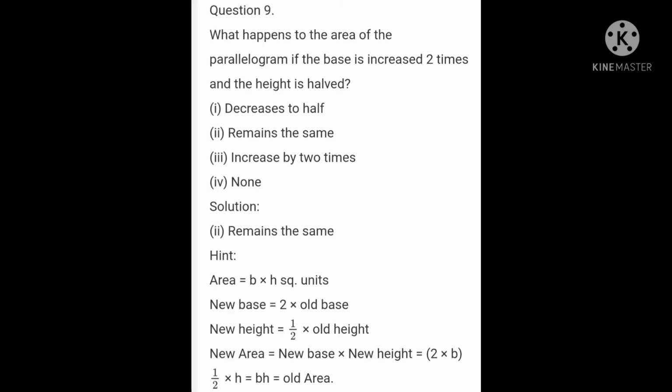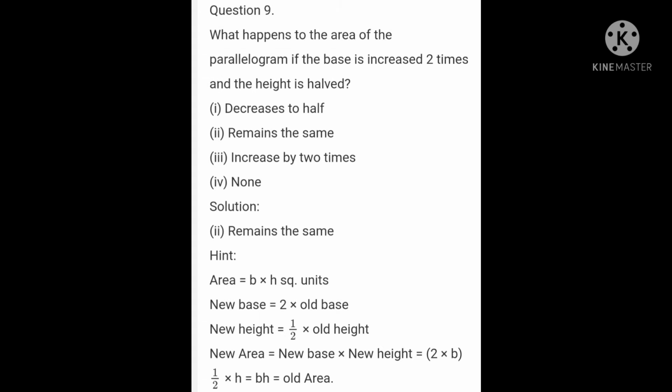Next one, ninth one. What happens to the area of the parallelogram if the base is increased 2 times and the height is halved? Okay, just look at that. Area is equal to base into height, we know. New base is equal to 2 into old base, because they are telling the base is increased 2 times. So we are taking new base is equal to 2 into old base. And in the same way height, they are telling halved. So new height will be half of old height.